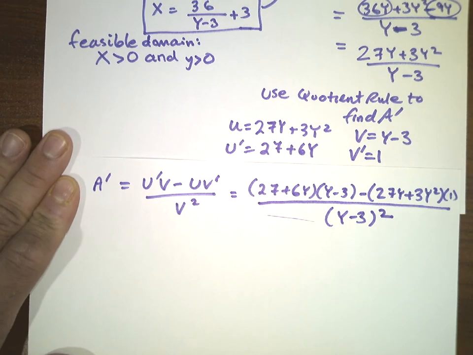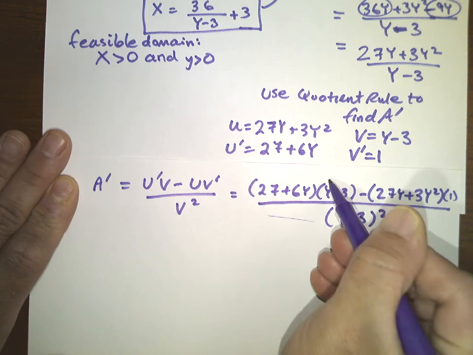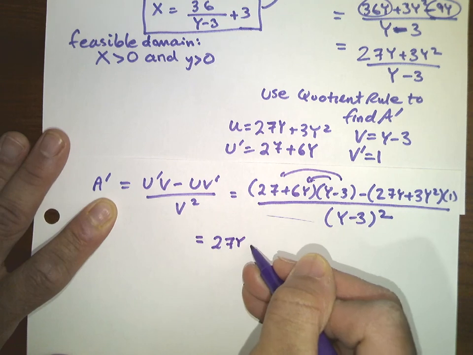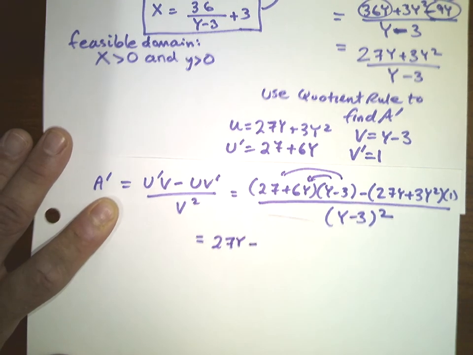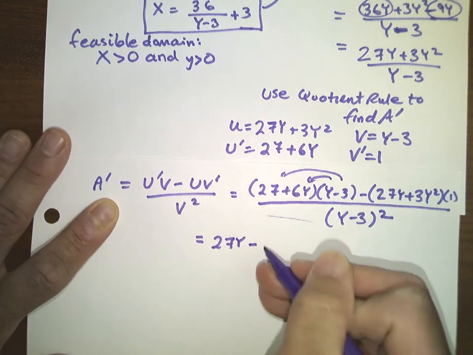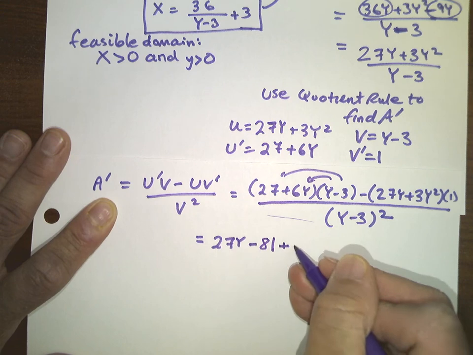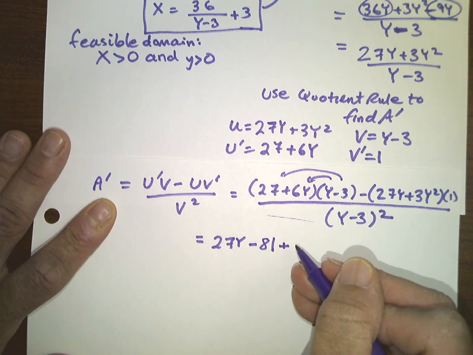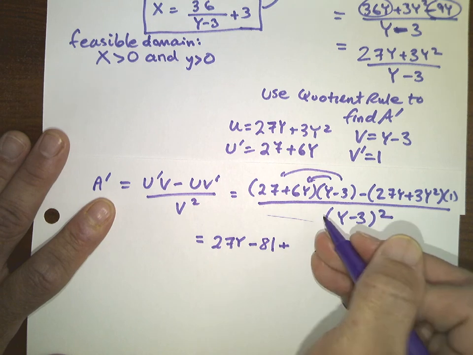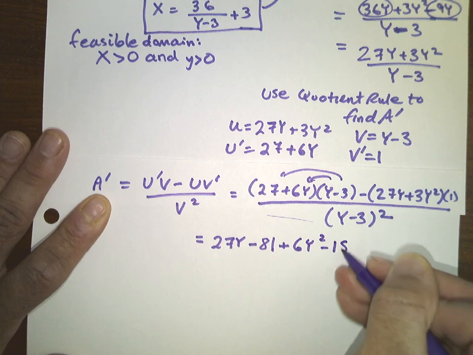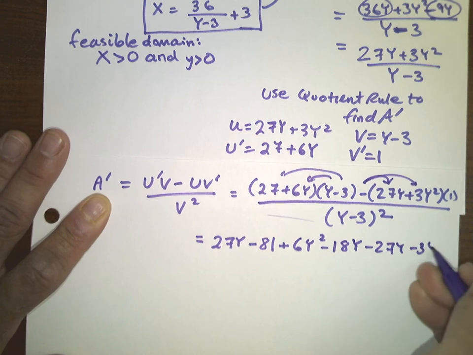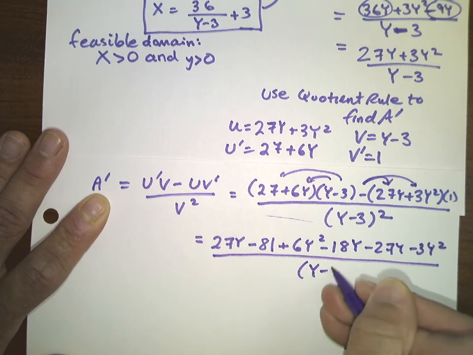Now you can combine the like terms. So we'll distribute here. We have 27y minus 27 times 3, which is 81, then plus 6y squared minus 18y. Then distribute the negative here, so minus 27y minus 3y squared, all over y minus 3 squared.